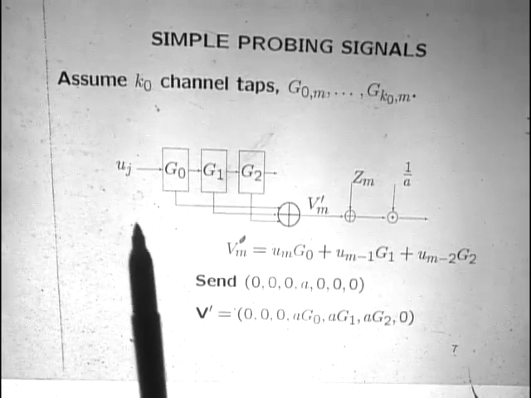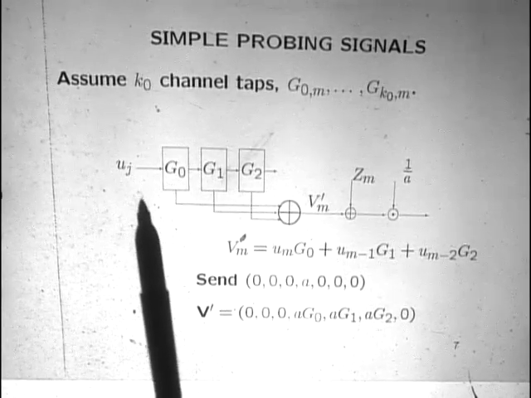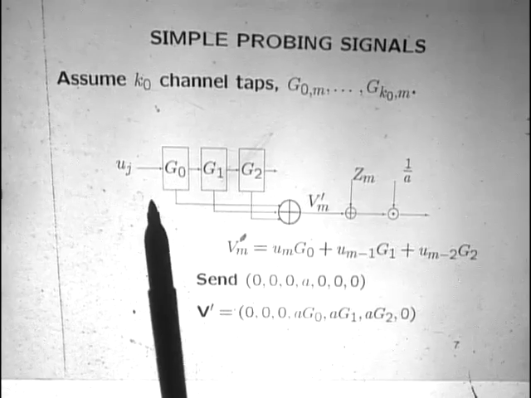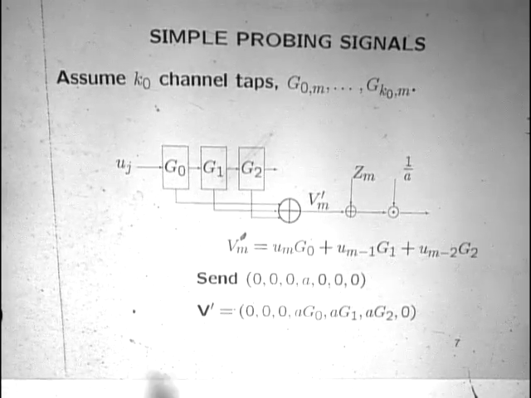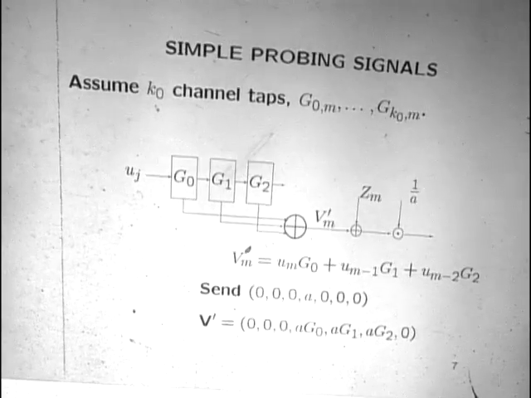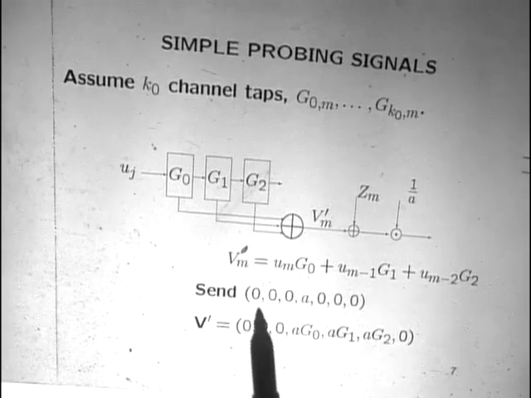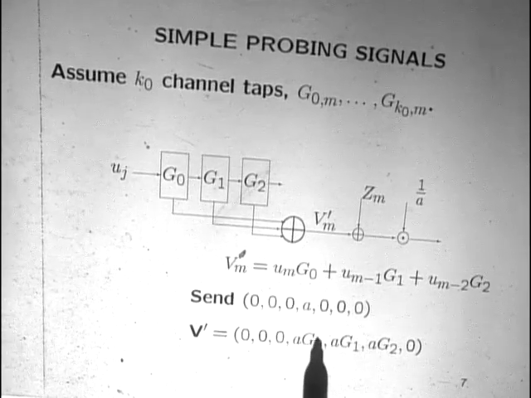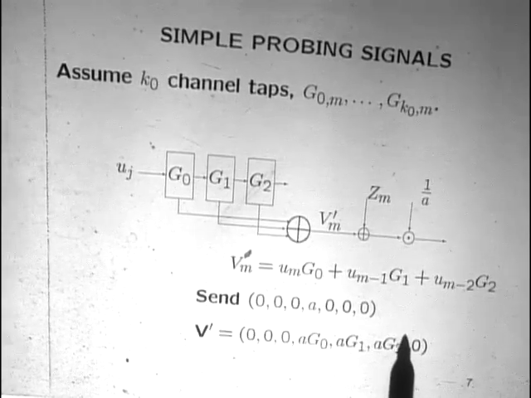Since we're sending A or minus A, or something with magnitude A, we want to divide by A out here if we want to figure out anything about what these taps are. Okay, so suppose that what we send now is a bunch of zeros followed by a single input followed by a bunch of zeros. What comes out?